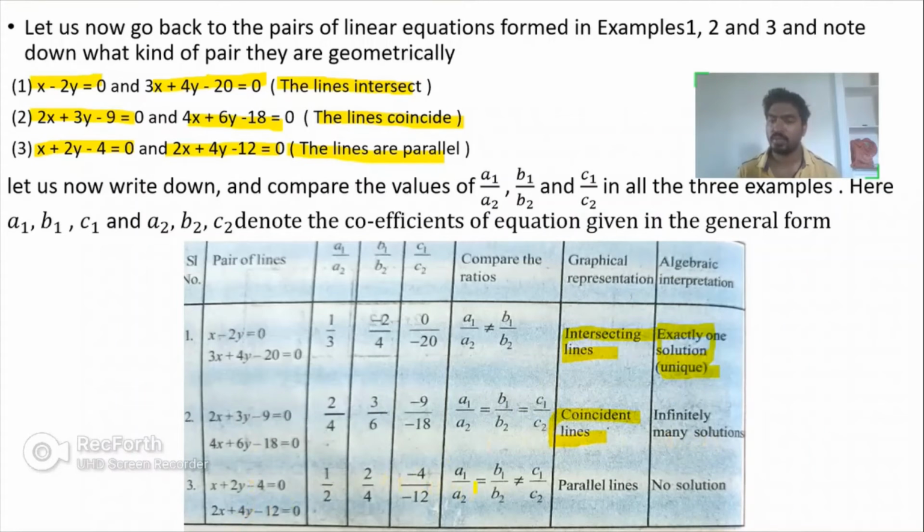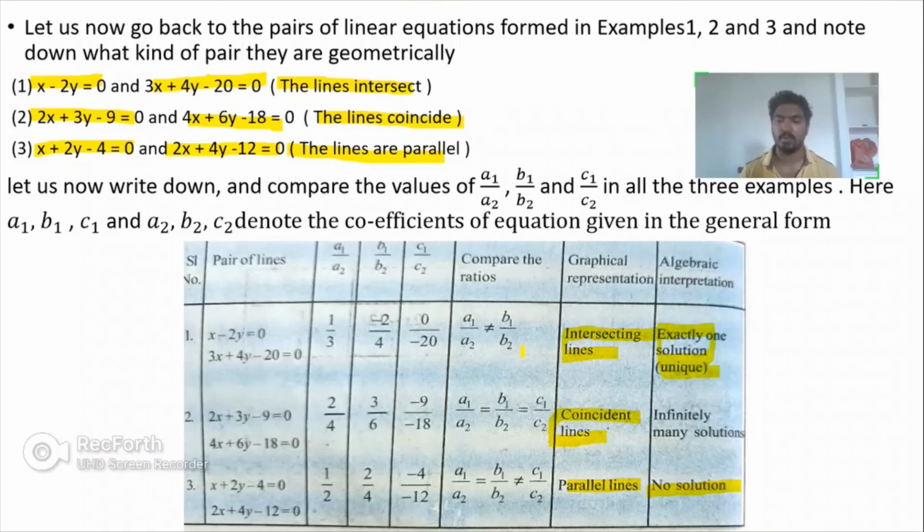If, when we write the given equations in the format of a1 by a2, b1 by b2 and c1 by c2, we find that a1 by a2 is equal to b1 by b2 but not equal to c1 by c2, then they are considered to be parallel lines. If you plot the graphical representation for the pair of equations, we get parallel lines, so there is no intersecting point, and so there is no solution for the two lines. So these are the three conditions we have to keep in mind.